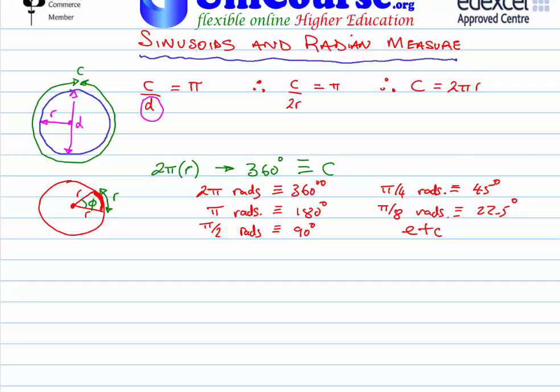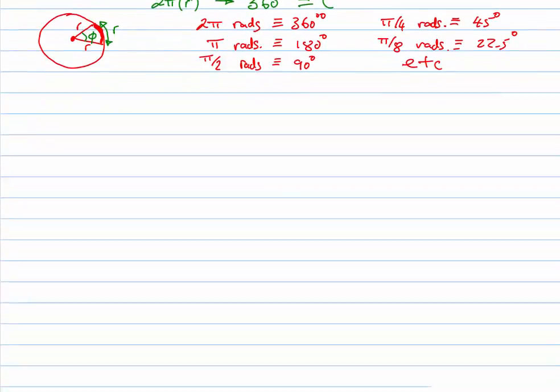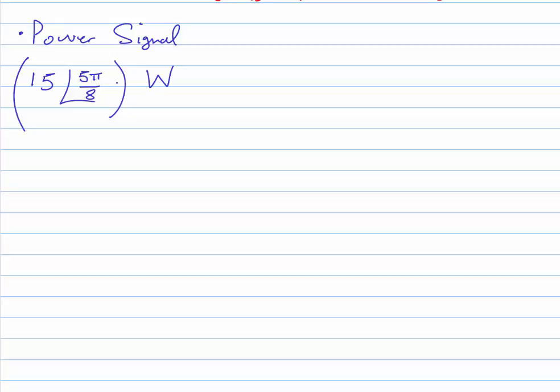Okay, what I would now like to do, once I scroll down, is to have a look at a power signal. So let's put this down then. So we've got a power signal, and I'm going to use an example. How about 15 angle 5 pi by 8. You can wrap all that in brackets. I can call it watts, okay, because power is measured in watts.